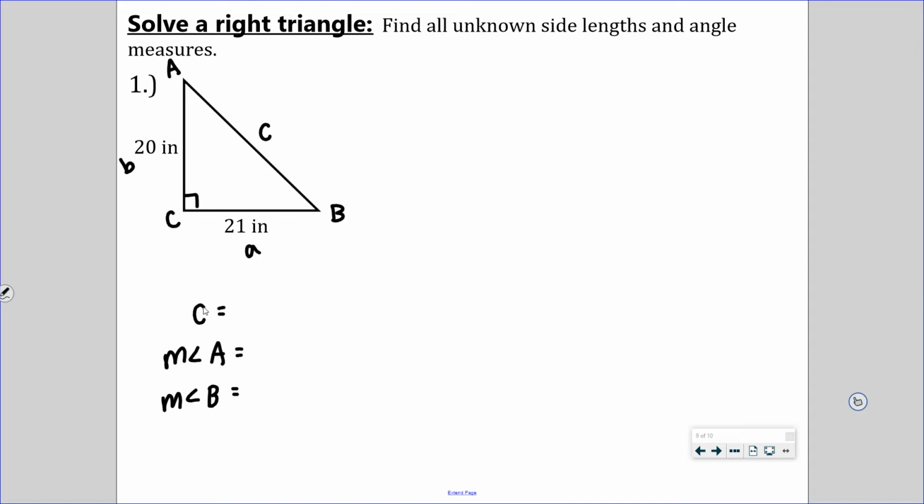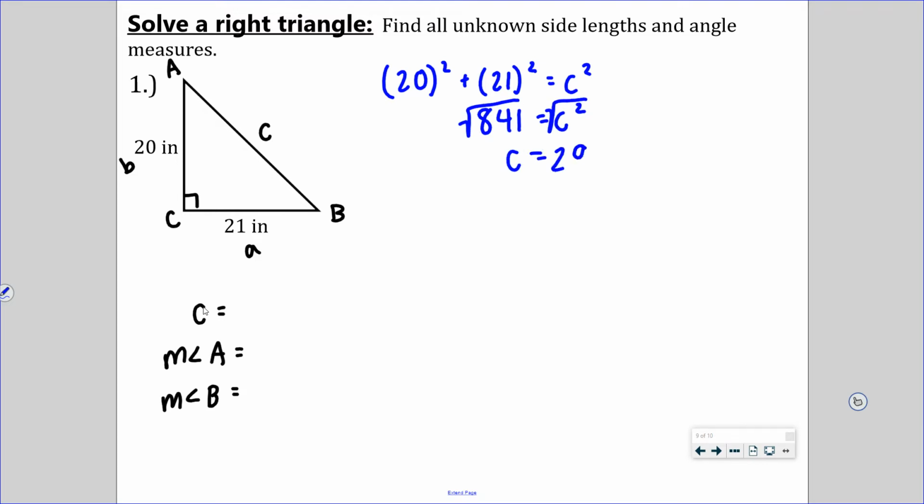Okay, what do you guys think would be the easiest to find first? Alejandro? Side C. How? Pythag, right? If you know two side lengths, specifically here we know the legs squared added together equals my hypotenuse squared. Okay, we could do this pretty easily. 20 squared plus 21 squared is 841. So square root both sides. C is 29.